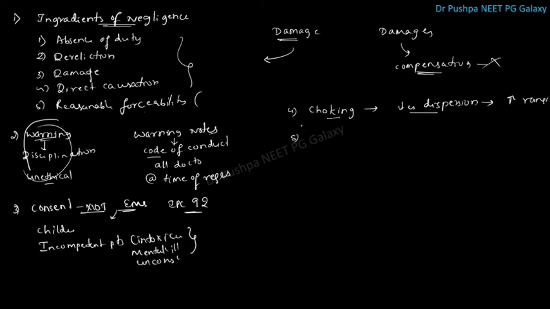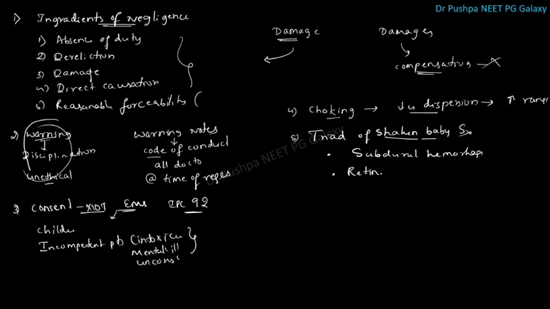So there is something called as triad of shaken baby syndrome. What are the components of this shaken baby syndrome? One is there will be subdural hemorrhage. Second is there is a retinal hemorrhage, and there will be cerebral edema.